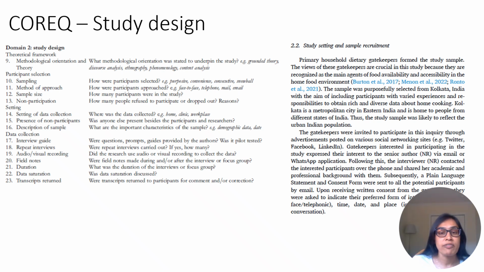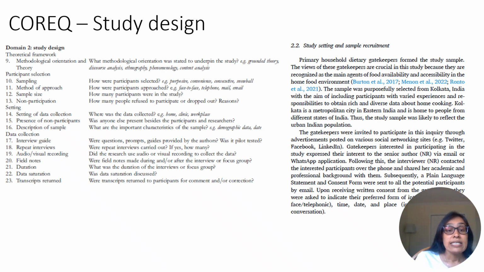Next, method of approach: how were participants approached? Face-to-face, telephone, mail, email. Sample size: how many participants were in the study? Here, you can mention this in the method section, and you can similarly mention the same in the results section, because you have to tell the number, how many participated in the focus group and how many in the interviews. Then we have non-participants. How many participants refused to participate or dropped out? And if there is a reason for that, do mention that.